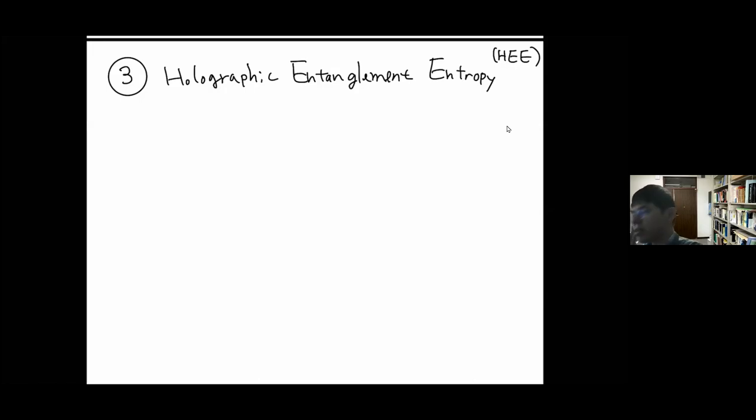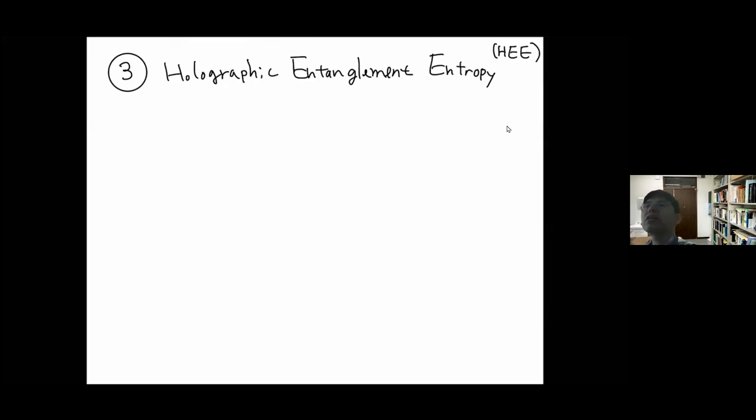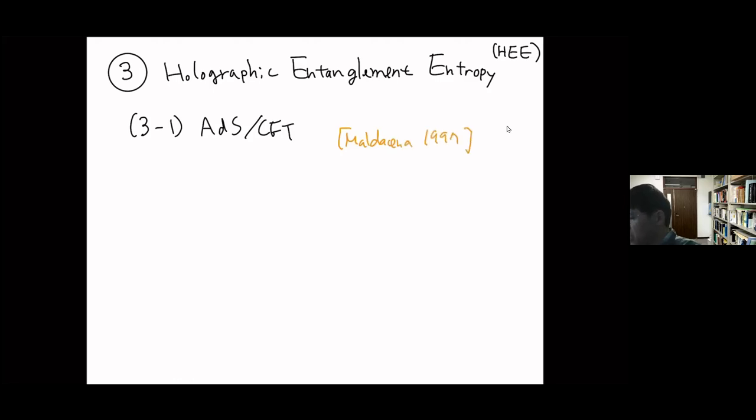In this second lecture, I'd like to explain the holographic calculation of entanglement entropy and some related recent developments. But I think this is probably the first lecture about the AdS/CFT correspondence. So let me start with AdS/CFT. AdS/CFT was found by Maldacena in 1997. It's a relation between a gravitational theory and a conformal field theory, some quantum field theory.